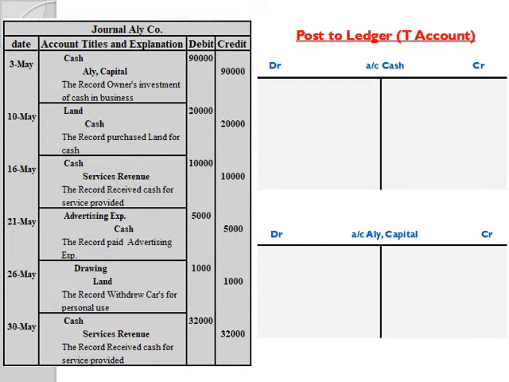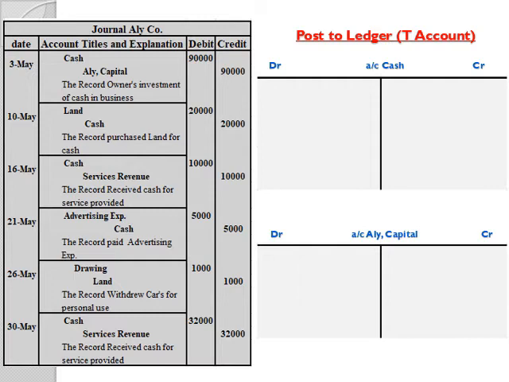After posting entries to the general ledger, calculate the balance of each account. Number 1, calculate the balance of an assets or expenses account by subtracting the total credits from the total debits. Number 2, calculate the balance of a liability or equity account by subtracting the total debits from the total credits.